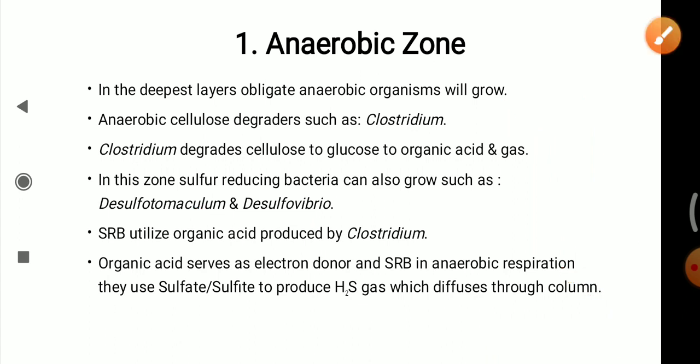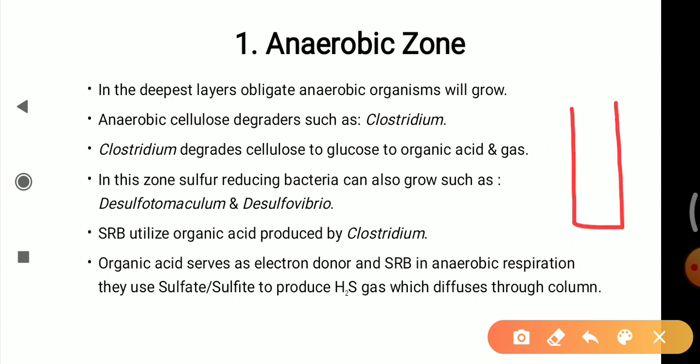Suppose this is our glass column. Here we find the anaerobic zone, and now what has diffused? H2S gas. This gas will diffuse in the column from the bottom to the top.